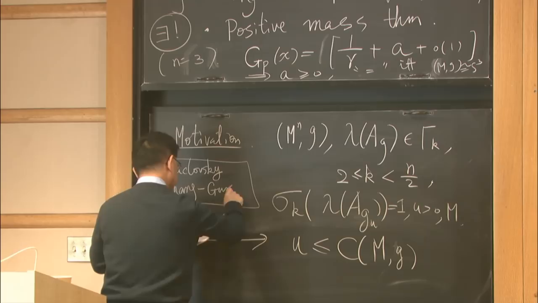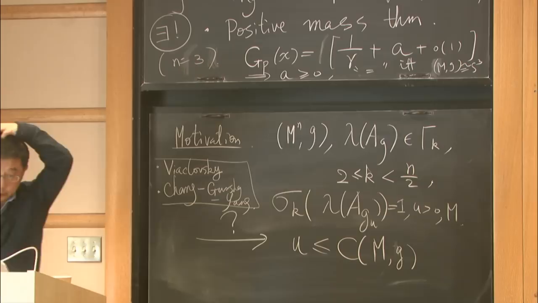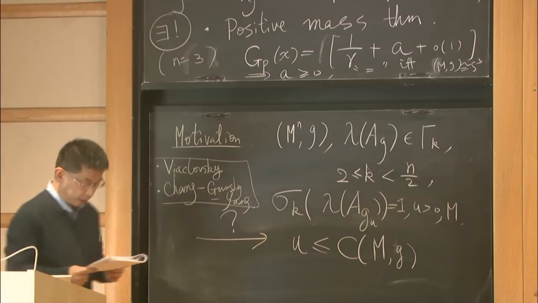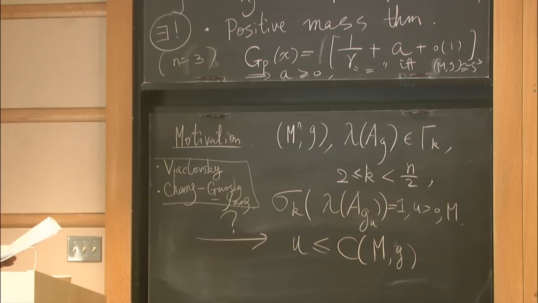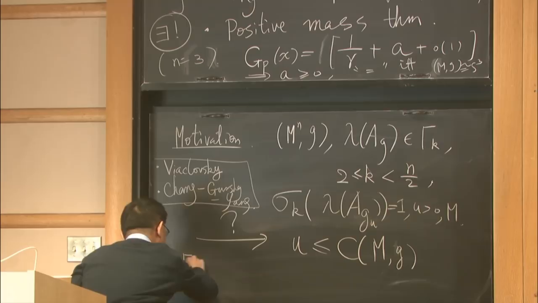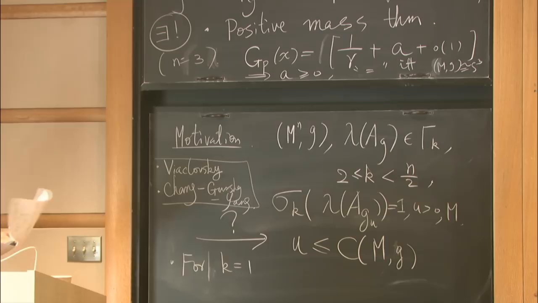So this is Jeff Wilkowski and Alice Powell and Matt Gursky. So they started looking at things on this, and also closely related to that. Okay. And for k equal to 1, that's the Yamabe problem.